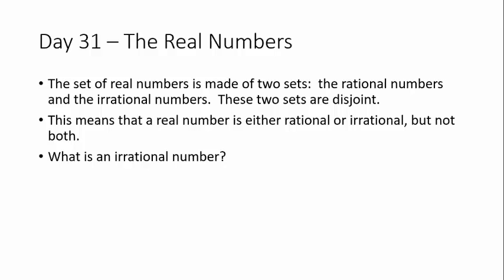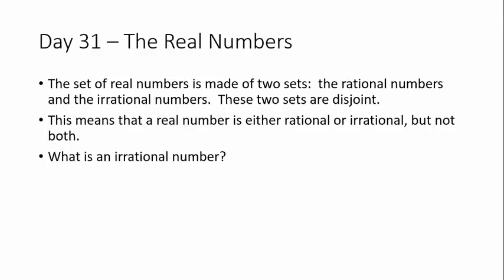We want to move now to the real numbers. The set of real numbers is made of 2 sets, the rational numbers and the irrational numbers. These sets are disjoint. We talked about disjoint sets when we talked about sets earlier in our course. To be disjoint means that there are no elements in common. So when we say that the rational numbers and irrational numbers are disjoint, that means that there are no real numbers that are both rational and irrational.